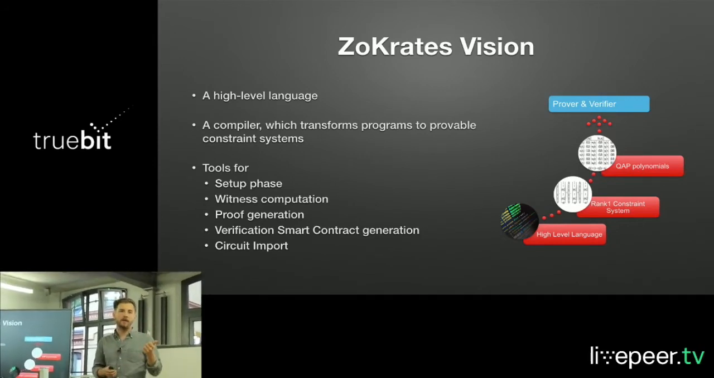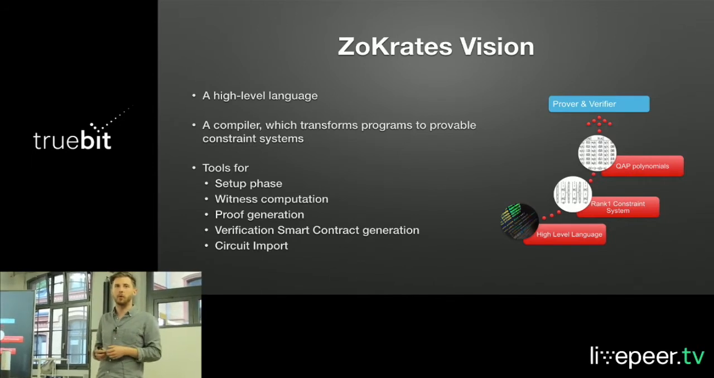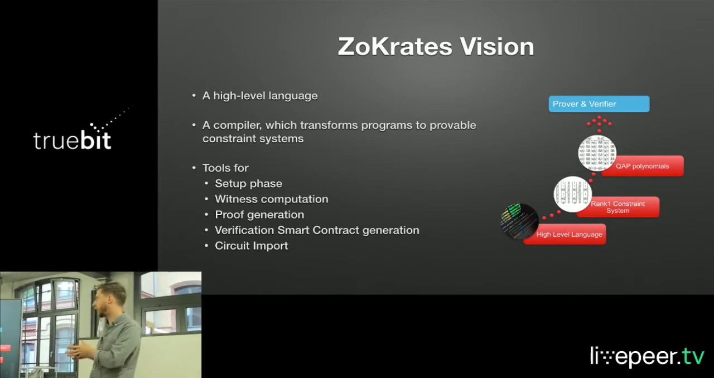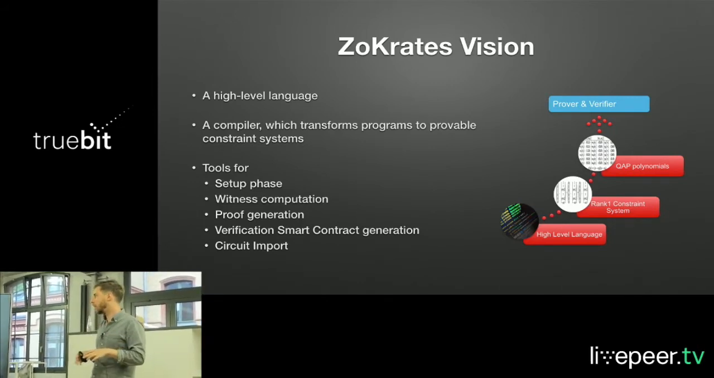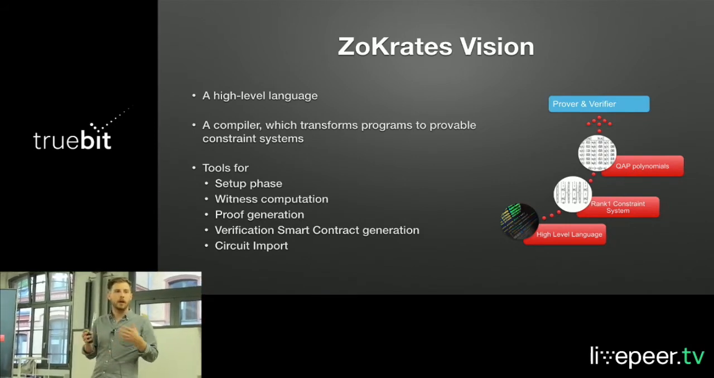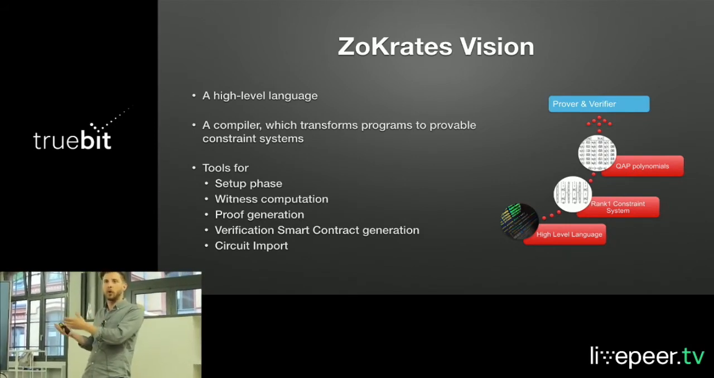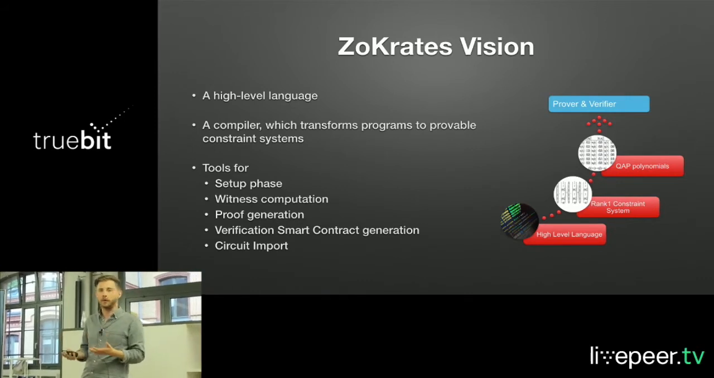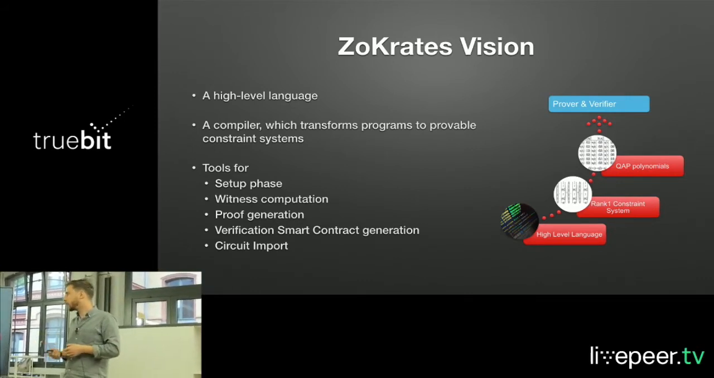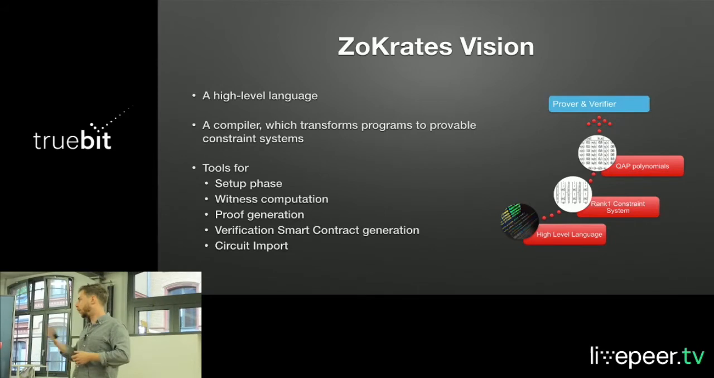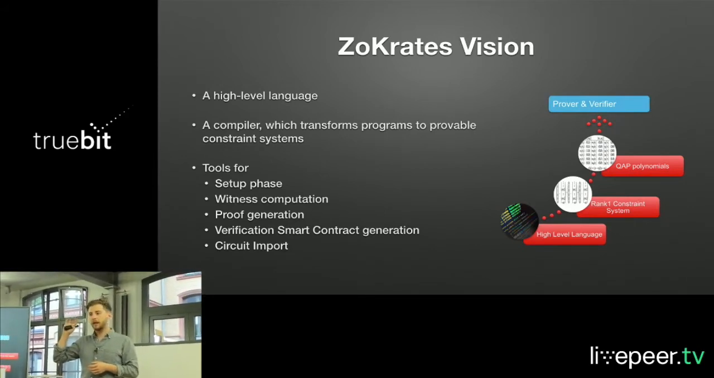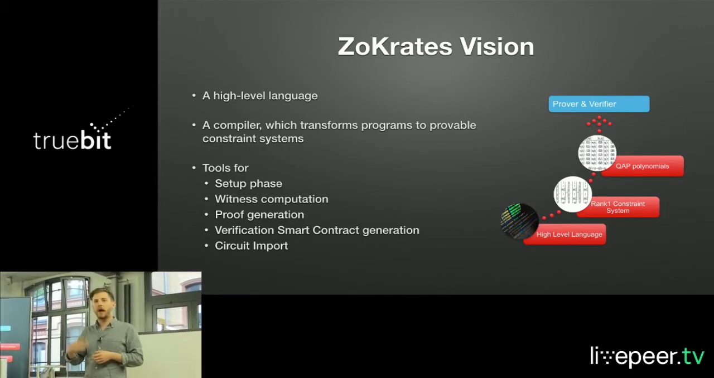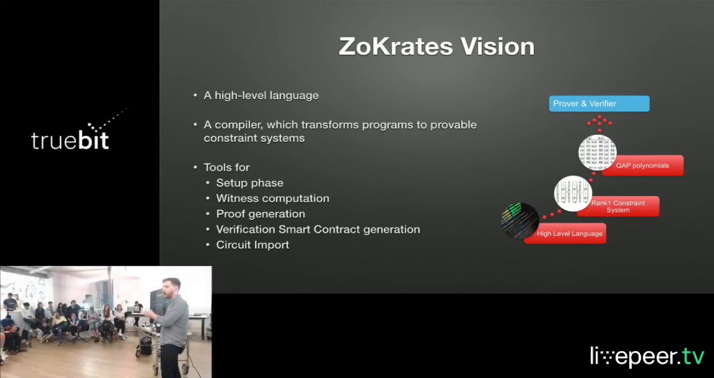It provides a high-level language in which you specify your programs that you want to be executed off the blockchain, and then a compiler which takes this input in that high-level language and compiles it to a provable constraint system. In other words, in one of the abstractions I showed you earlier that you can then do proofs on. We provide tools for the setup phase, the witness computation, which means finding a satisfying variable assignment for these systems, and in other words, that just means executing the off-chain program.